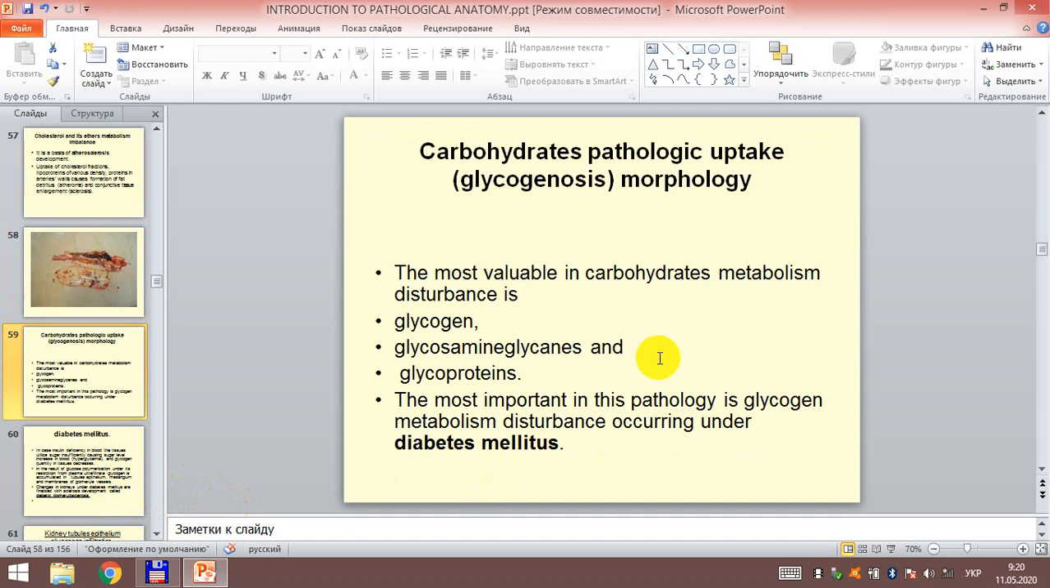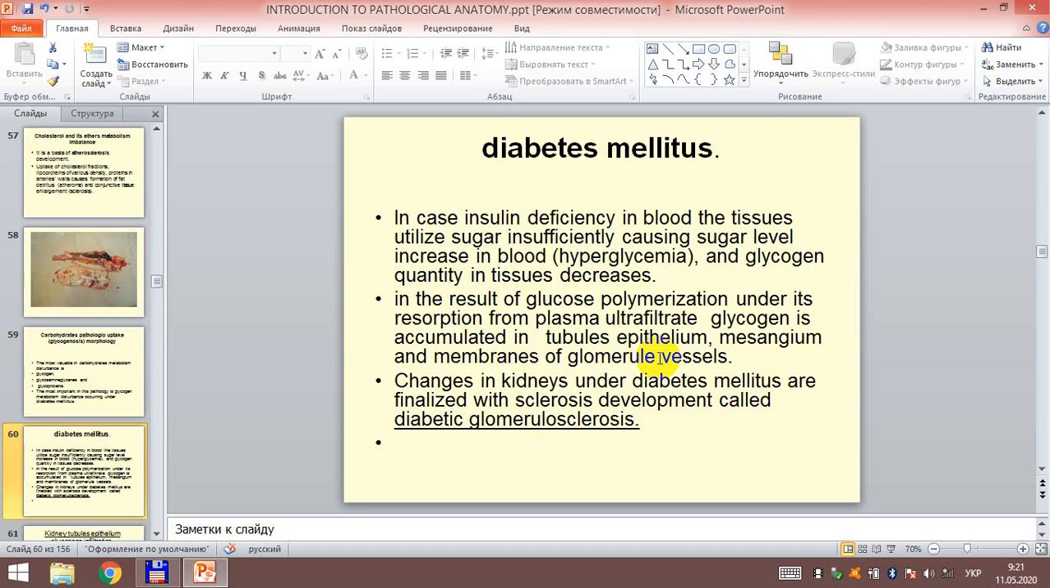Carbohydrates pathologic uptake, or glycogenesis morphology. The most valuable in carbohydrate metabolism disturbance are glycogen, glycosaminoglycans, and glycoproteins. The most important in this pathology is glycogen metabolism disturbance occurring under diabetes mellitus. Also, in diabetes mellitus, in case of insulin deficiency in blood, the tissues utilize glucose insufficiently, causing sugar level increase in blood, hyperglycemia, and the glycogen quantity in tissues decreases.